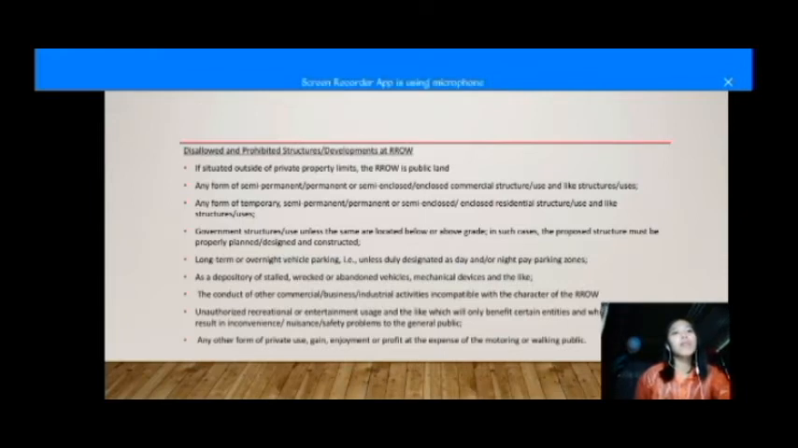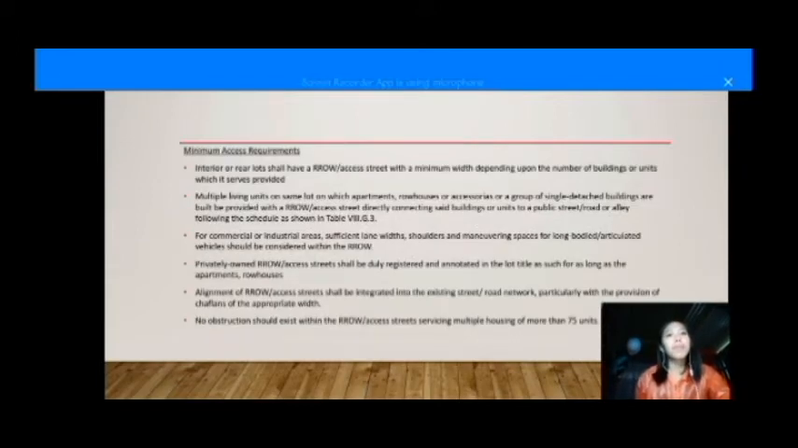Also, long-term or overnight vehicle parking is prohibited, as is use as a depository of stalled, wrecked, or abandoned vehicles, mechanical devices, and the like. Next is the conduct of other commercial buildings or business activities incompatible with the character of the RROW. Also, unauthorized recreational or entertainment usage is prohibited. Minimum access requirements: interior or rear lots shall have an RROW access street with a minimum width depending upon the number of buildings or units which is served.